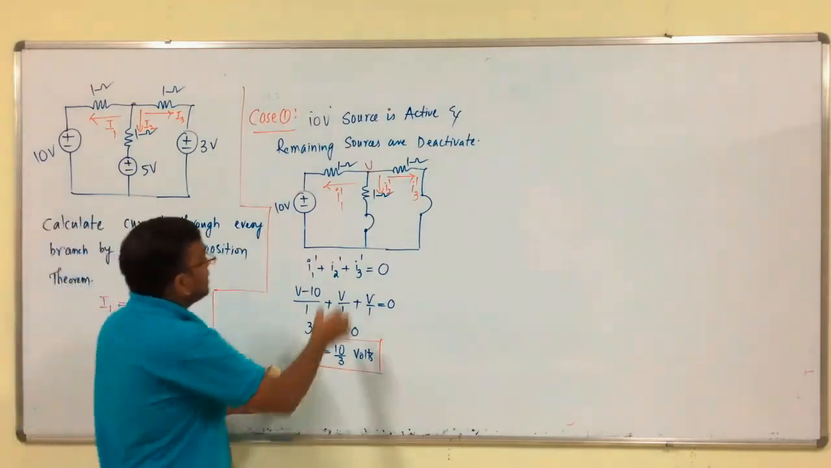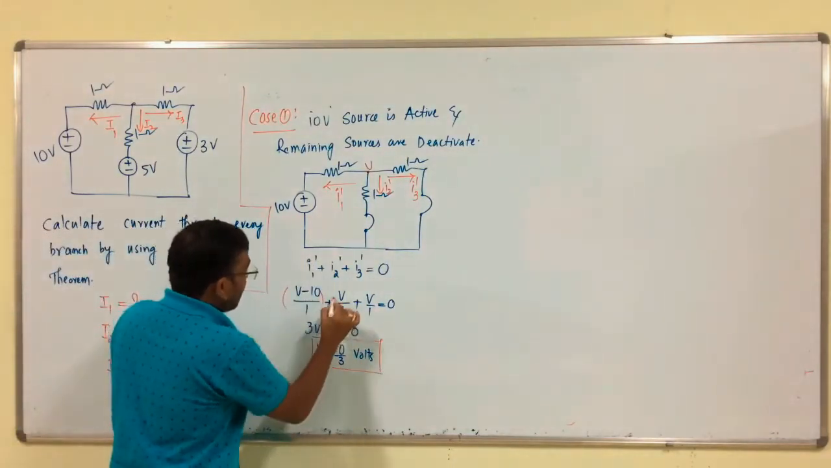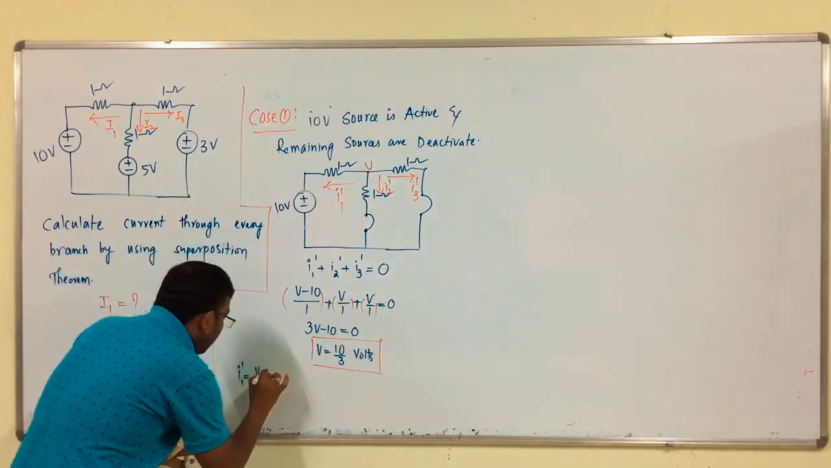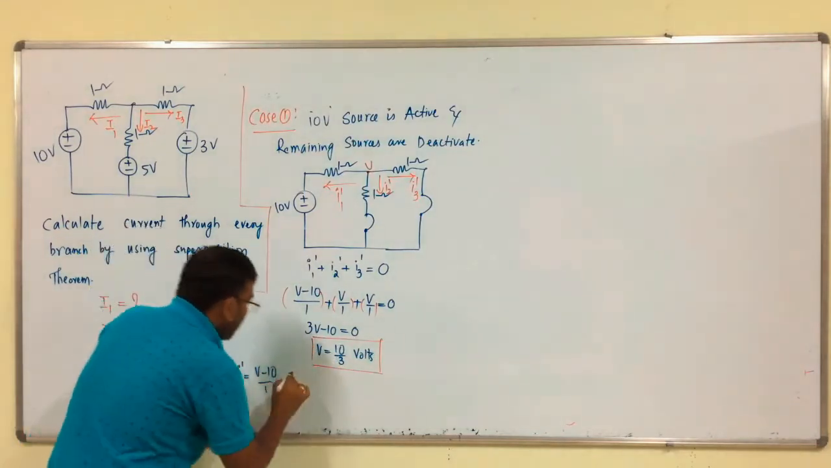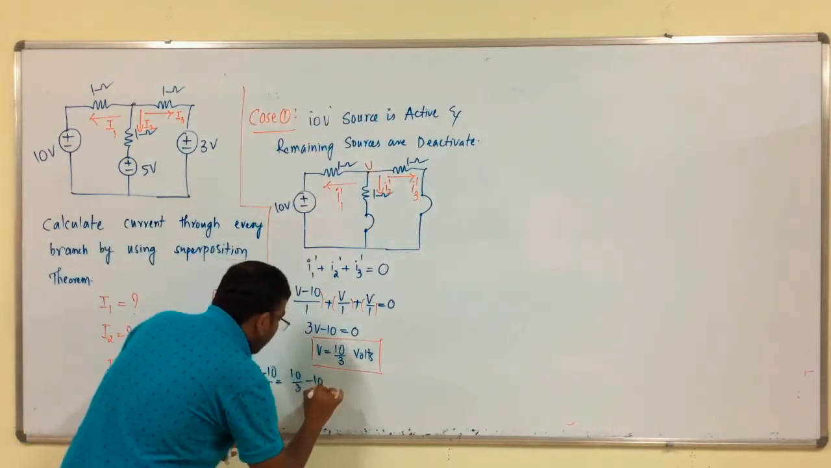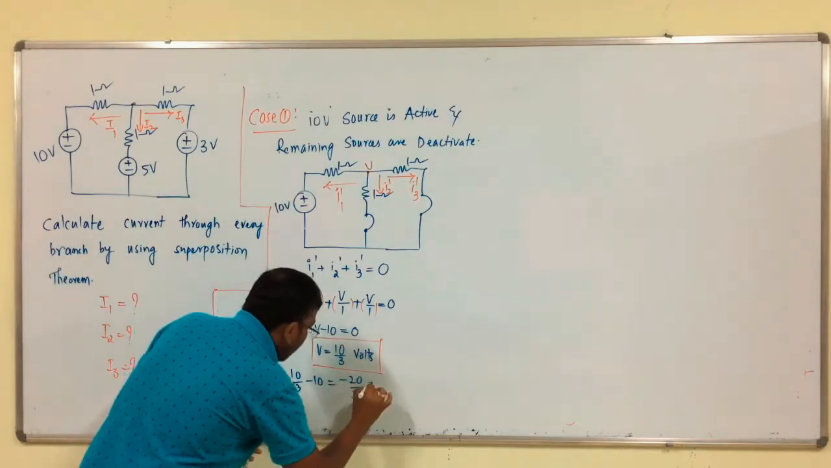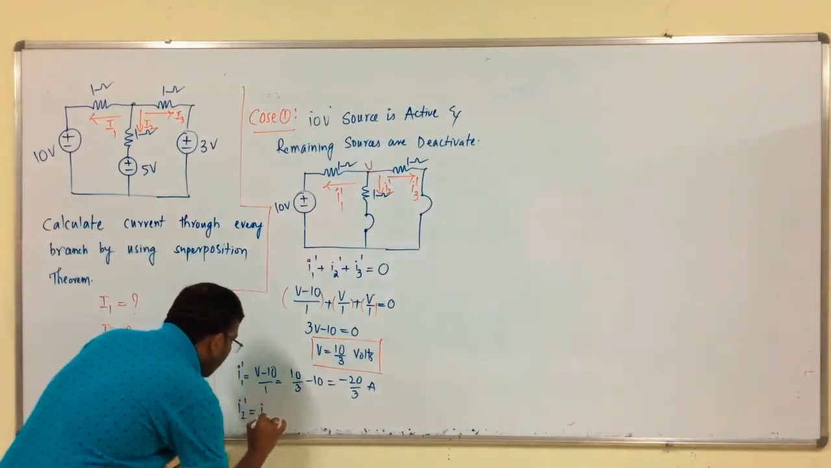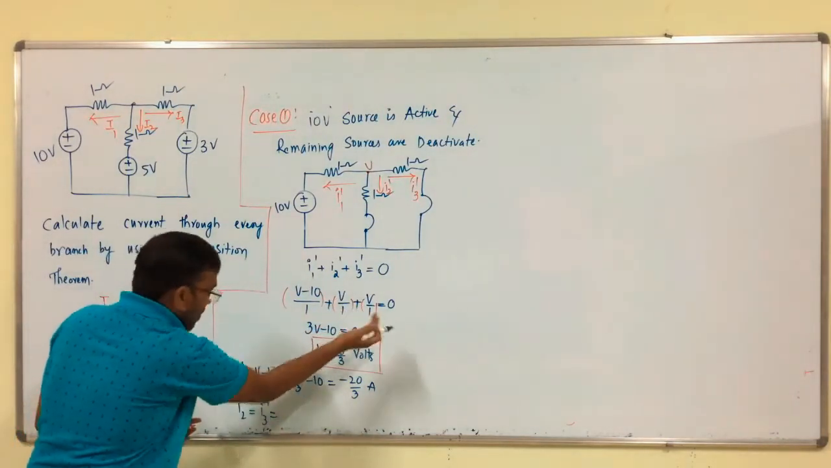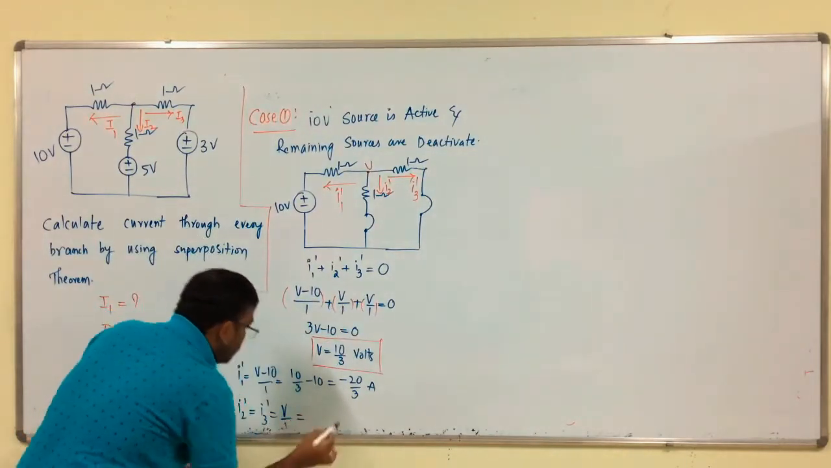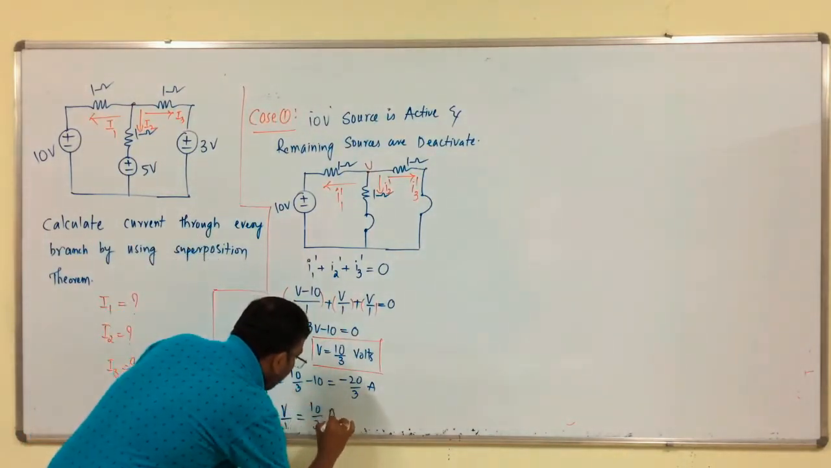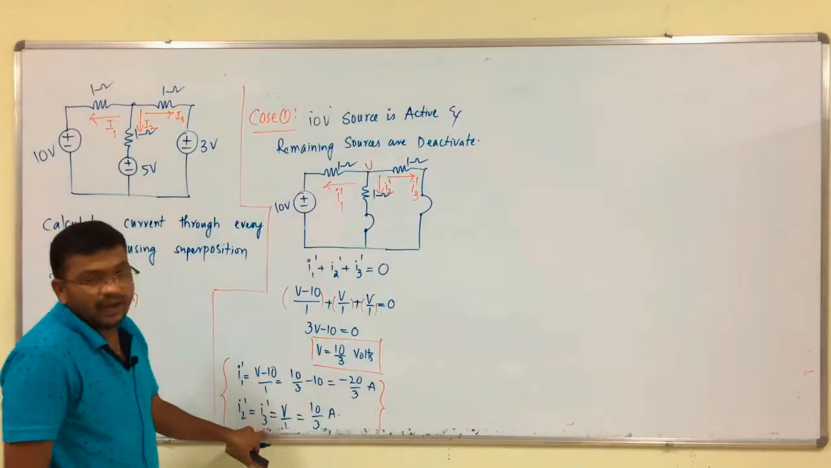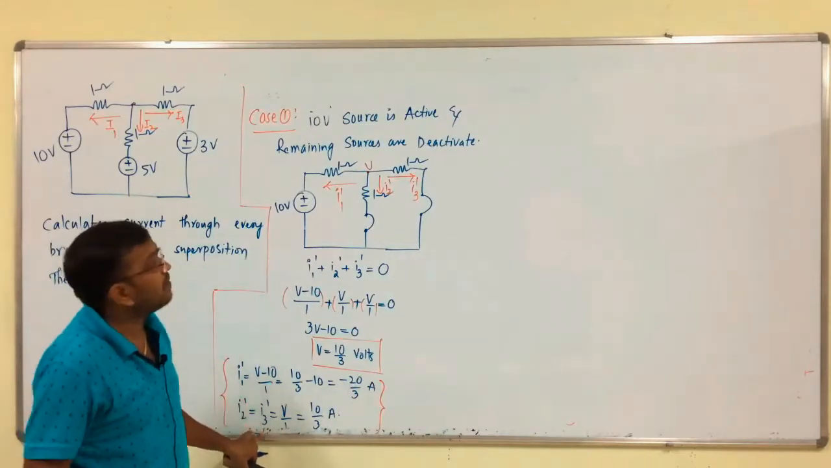Now we have to calculate the currents. I1 dash equals (V minus 10) by 1, which is 10 by 3 minus 10, which equals minus 20 by 3 amps. Like this, I2 dash equals I3 dash equals V by 1, which is 10 by 3 amps. So these are the values of I1 dash, I2 dash, I3 dash. Clear? Case 1 is clear.